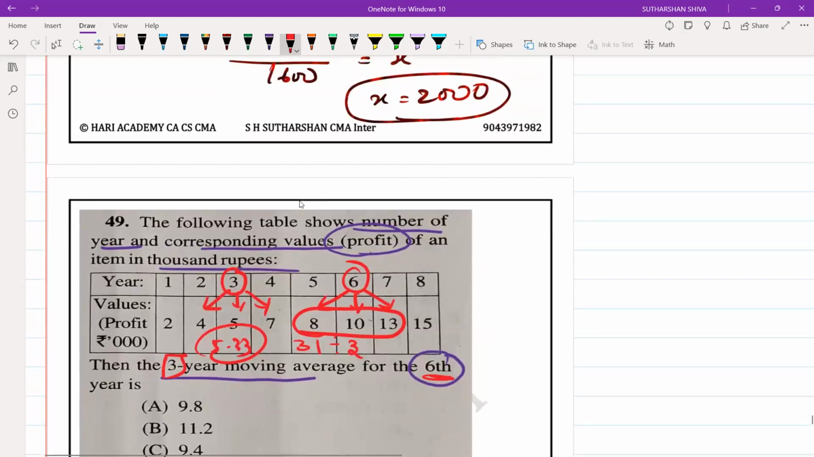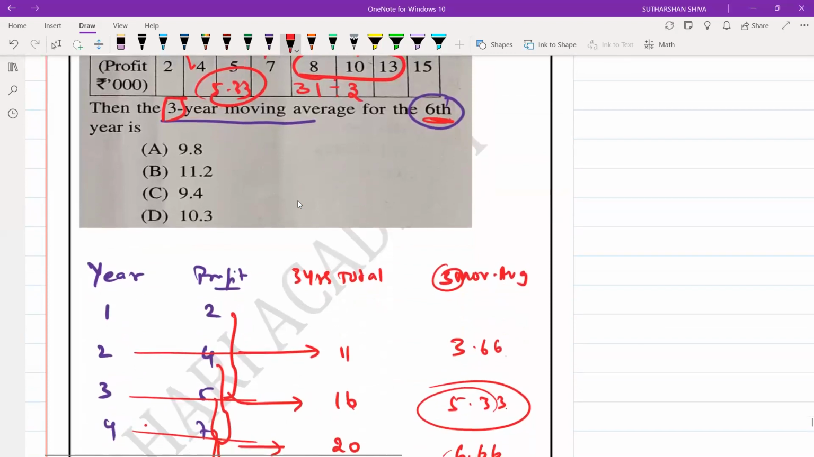If they ask for the 1st year, there is no moving average for the 1st year. There is no moving average for the 8th year, unless and until there is a 9th year. Okay. So it is from between 2 to 7 only. You can easily find out the moving average for 3 years moving average. Okay. From this, my answer is option D.